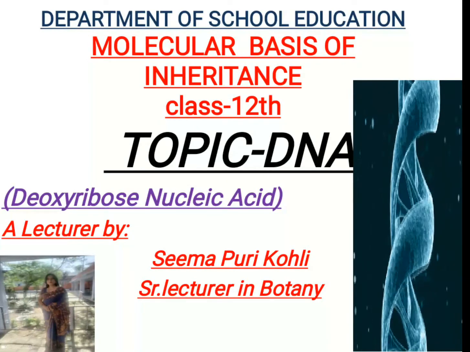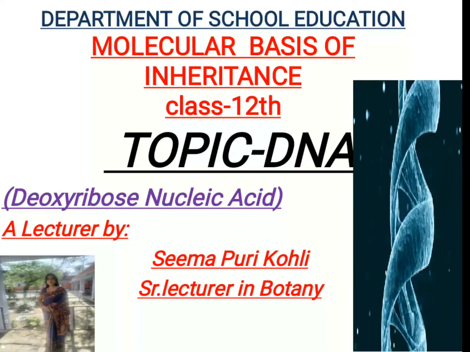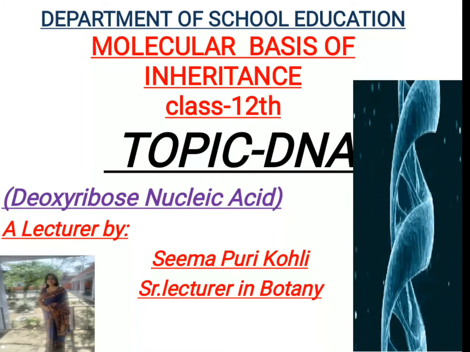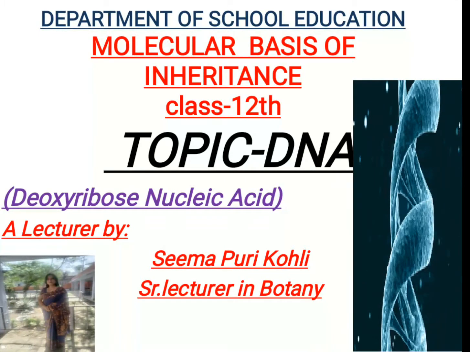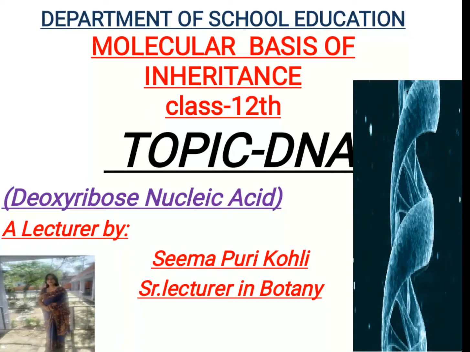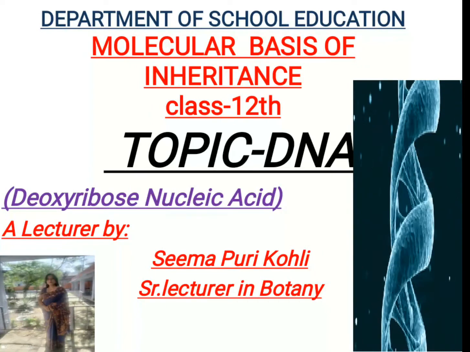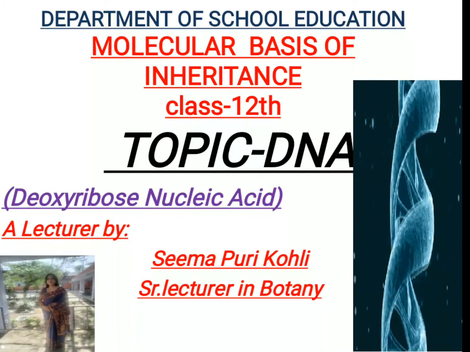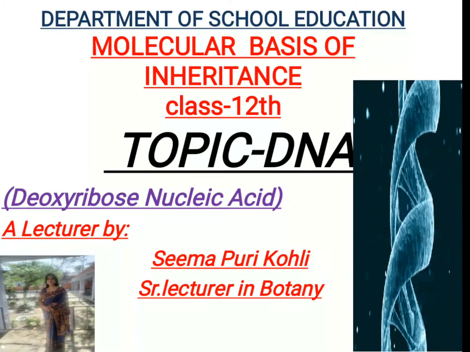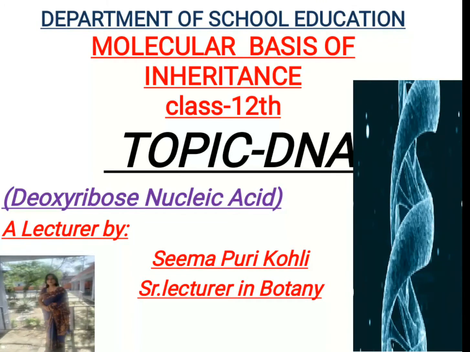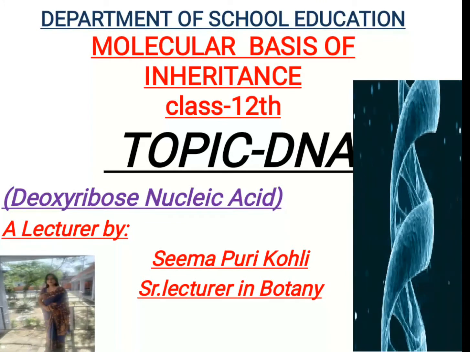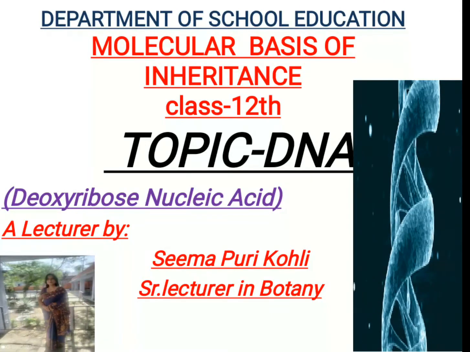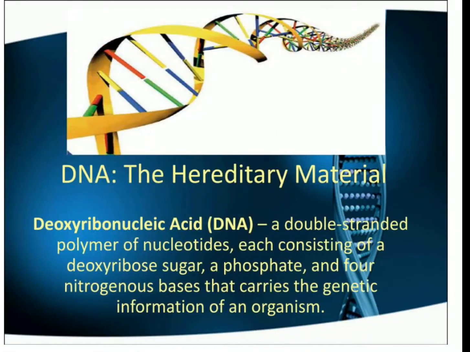Dear students, deoxyribose nucleic acid and ribonucleic acid, that is RNA, are the two types of nucleic acids found in living systems. DNA acts as a genetic material in most of the organisms, whereas RNA, though it also acts as a genetic material in some viruses, mostly functions as messenger RNA, structural, and in some cases it has a catalytic role to play. But for today, let us discuss DNA first.